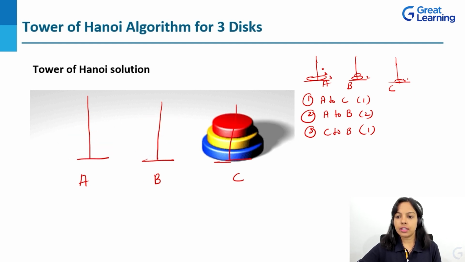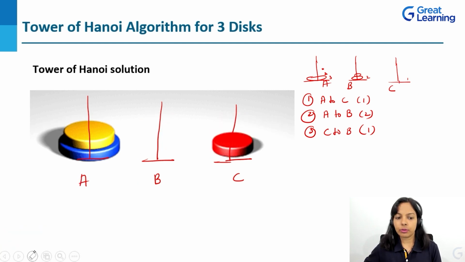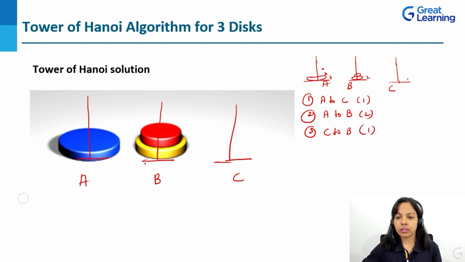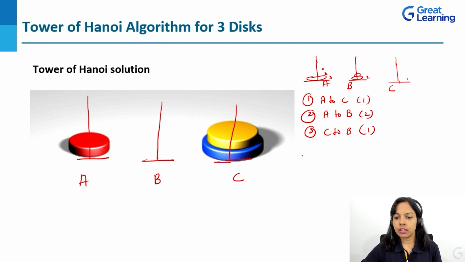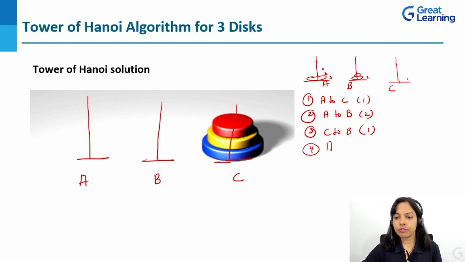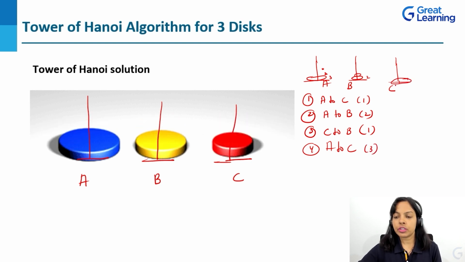So right now in C there is no disk. Okay, so I will erase that. In C there is no disk. Now the next step will be that you have to shift the third disk from A to C. So the fourth step is that you have to shift from A to C. This is the third disk. So the third disk will be shifted here. This is the largest one, it should be shifted over here. So now the third one is over here.